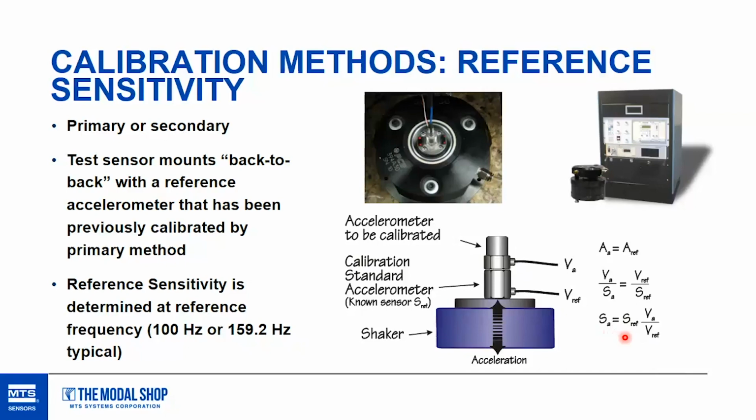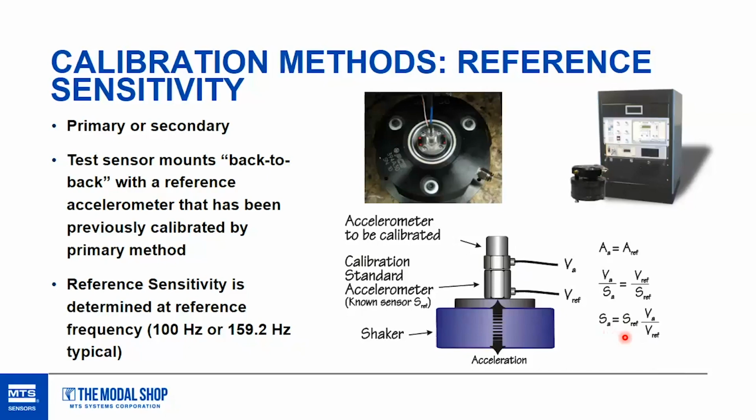So in this type of configuration, you're using a shaker. This could be pretty much the same setup you'd be using for a laser primary system, only without that laser primary reference. And this reference sensitivity typically happens at 80 hertz, 100 hertz, 159.2. Some people round that up to 160 hertz. This is what's known as the reference frequency.